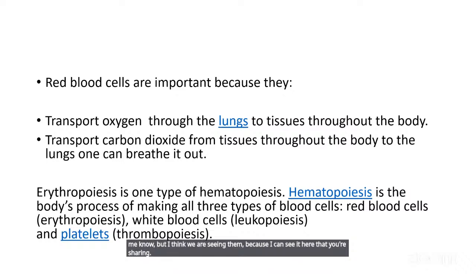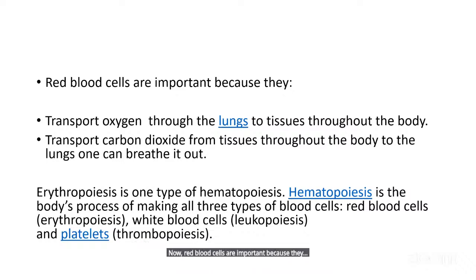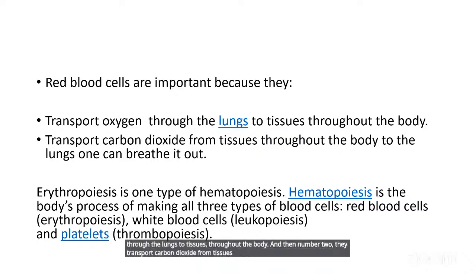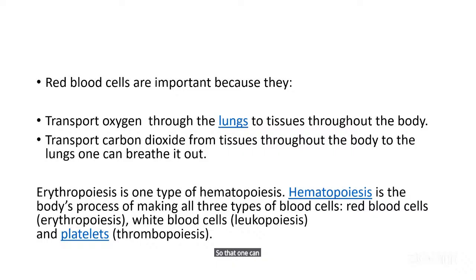Now, red blood cells are important because the first thing is they transport oxygen through the lungs to tissues throughout the body. Number two, they transport carbon dioxide from tissues throughout the body to the lungs so that one can breathe it out. Now, erythropoiesis is one type of hematopoiesis. Hematopoiesis is the body's process of making all three types of blood cells: the red blood cells, which is erythropoiesis, the white blood cells, which is leukopoiesis, and the platelets, which is thrombopoiesis.